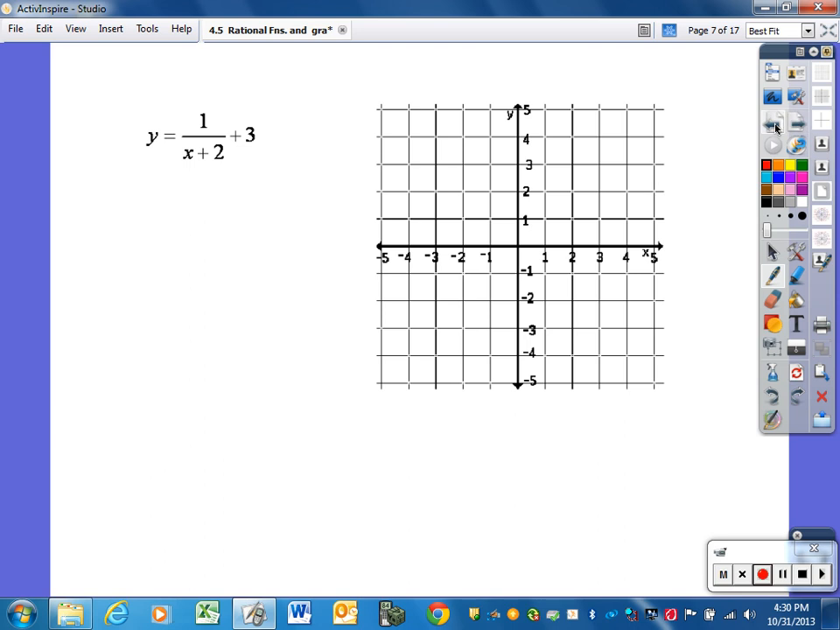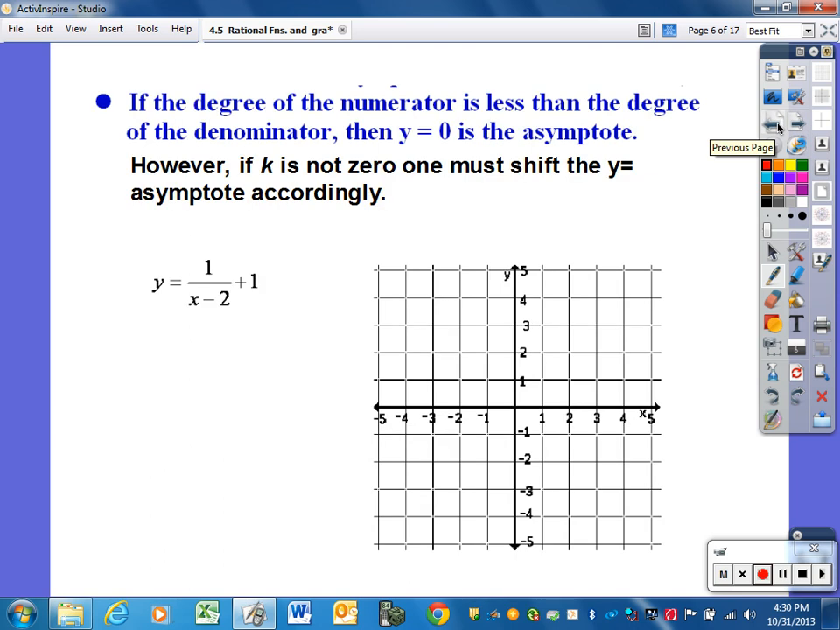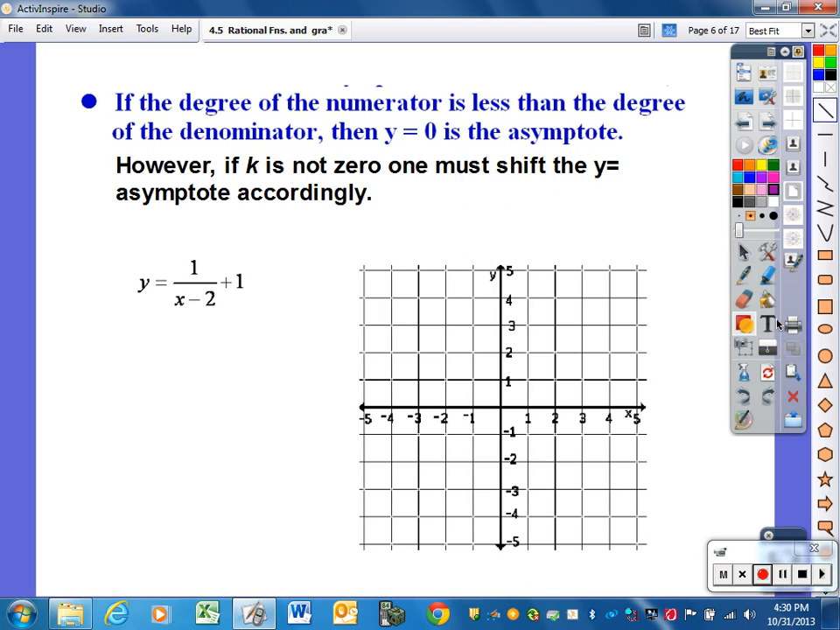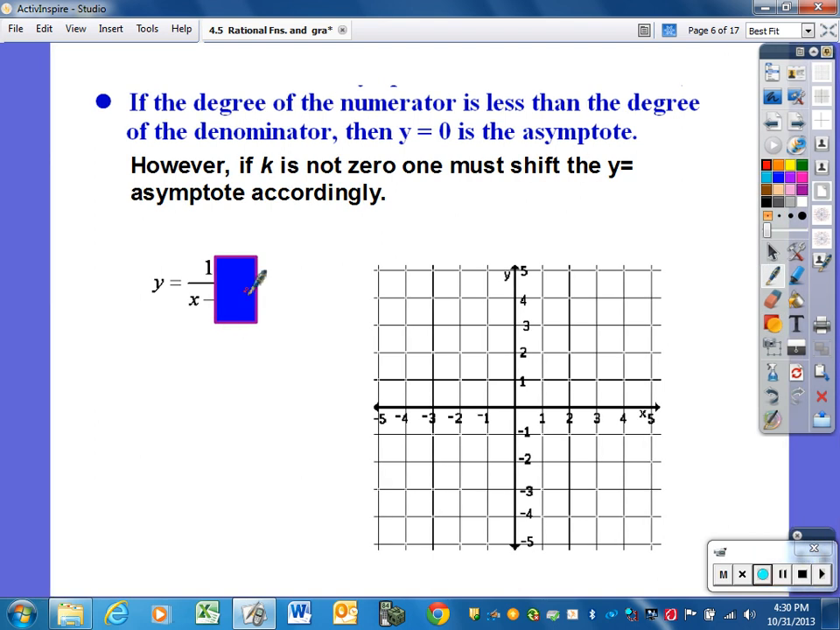Let's try a few. Write down y equals 1 over x minus 2 plus 1. Does this match the parent function? If I cover up everything except what was done to x, do I have the parent function? Yes, I have 1 over x. So this does match a parent function.